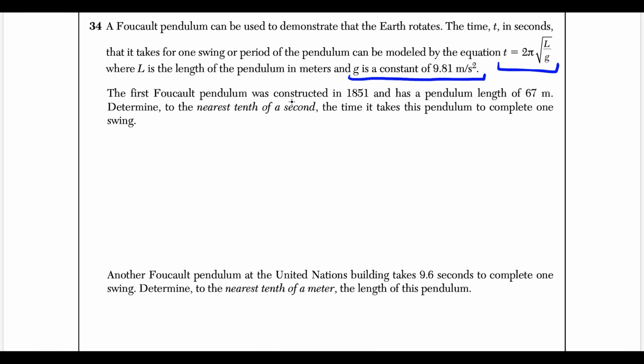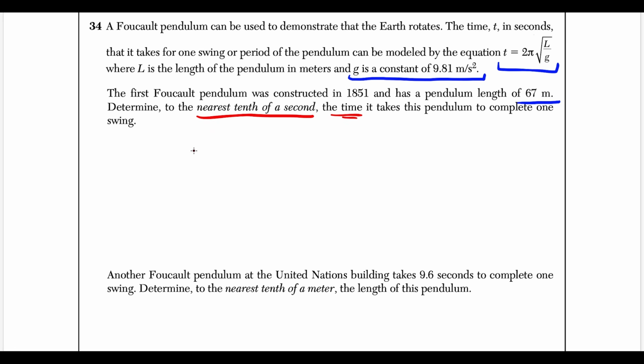And we're told the first Foucault pendulum, I hope I'm saying that right, was constructed in 1851, and here's some important information. The pendulum had a length of 67 meters. And now the actual question is to determine, to the nearest tenth of a second, the time that it takes the pendulum to complete one swing.